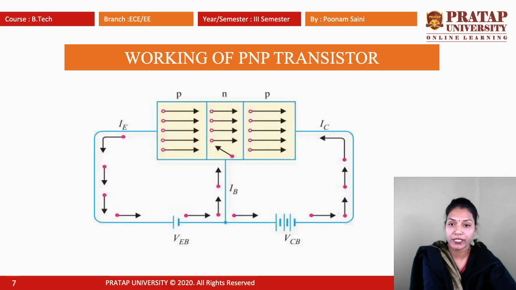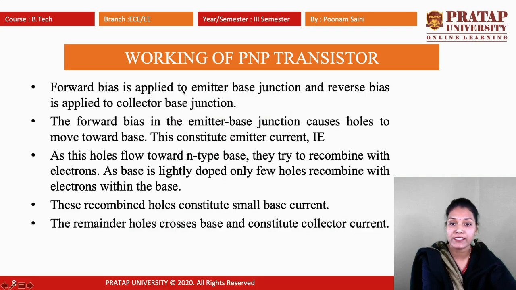Now the working of the PNP. Similarly, we inject carriers from the P emitter into the base, there is recombination in the base, and then the collector contains the output. Similarly, in the active mode, forward bias is applied to the emitter-base junction and reverse bias is applied to the collector-base junction. The forward bias in the emitter-base junction causes holes to move towards the base.